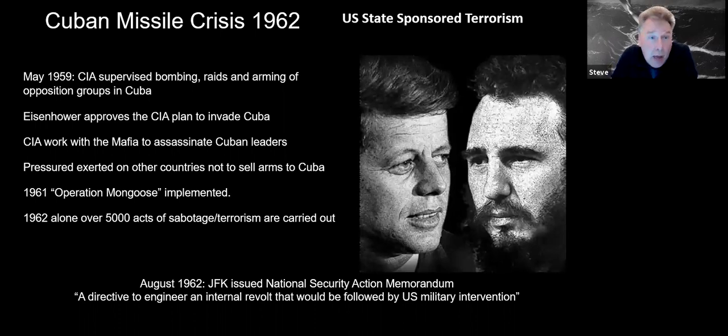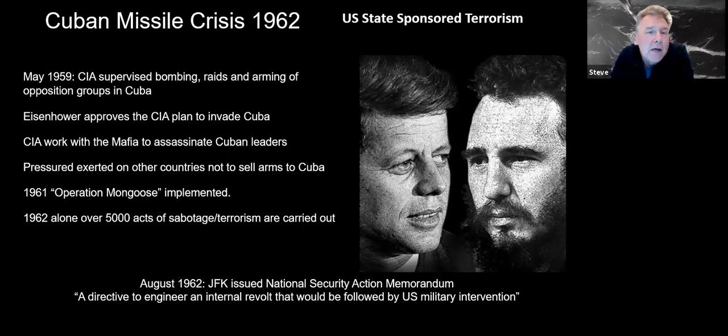So from May 1959, the CIA had supervised bombings, raids and arming of opposition groups in Cuba. It was then that Eisenhower approved the CIA plan to invade, and the CIA were able to work with the mafia, and their plan was to assassinate Cuban leaders, especially Castro, of course. And then the United States started exerting pressure on other countries not to sell any weapons to Cuba, which meant in the end that the only place Cuba could turn to was the Soviet Union. And that was the intention of the United States, to push them into that relationship.